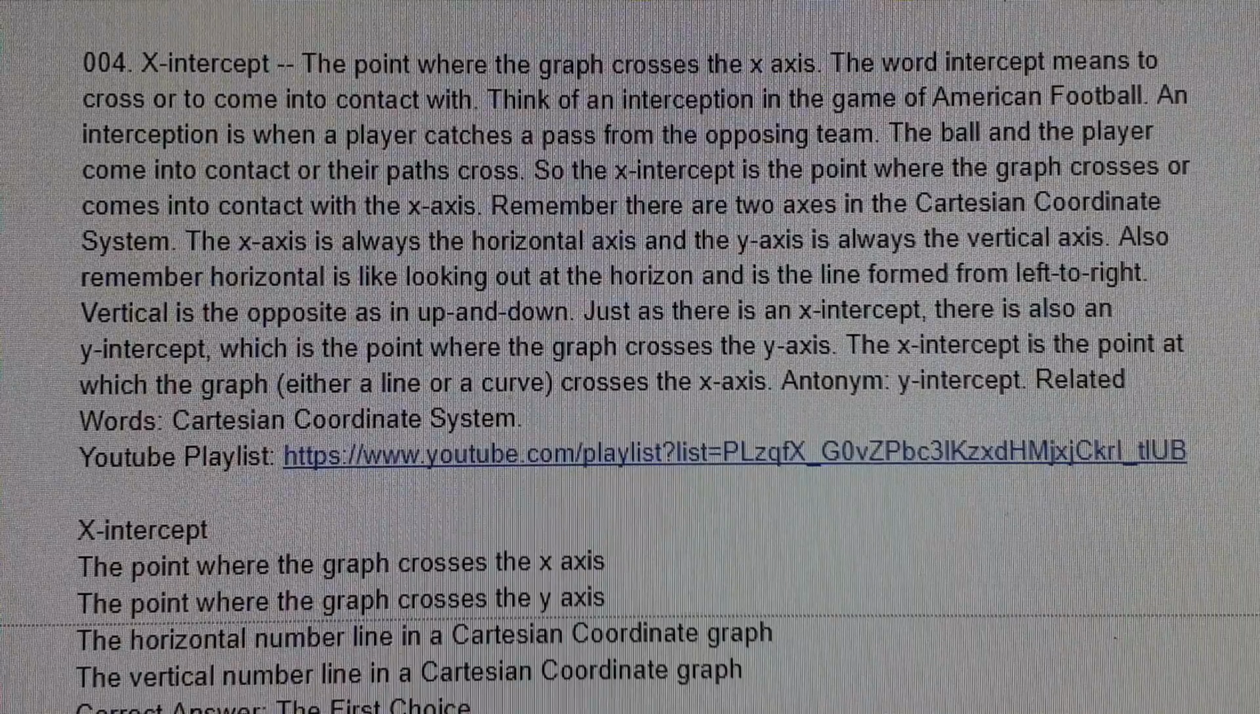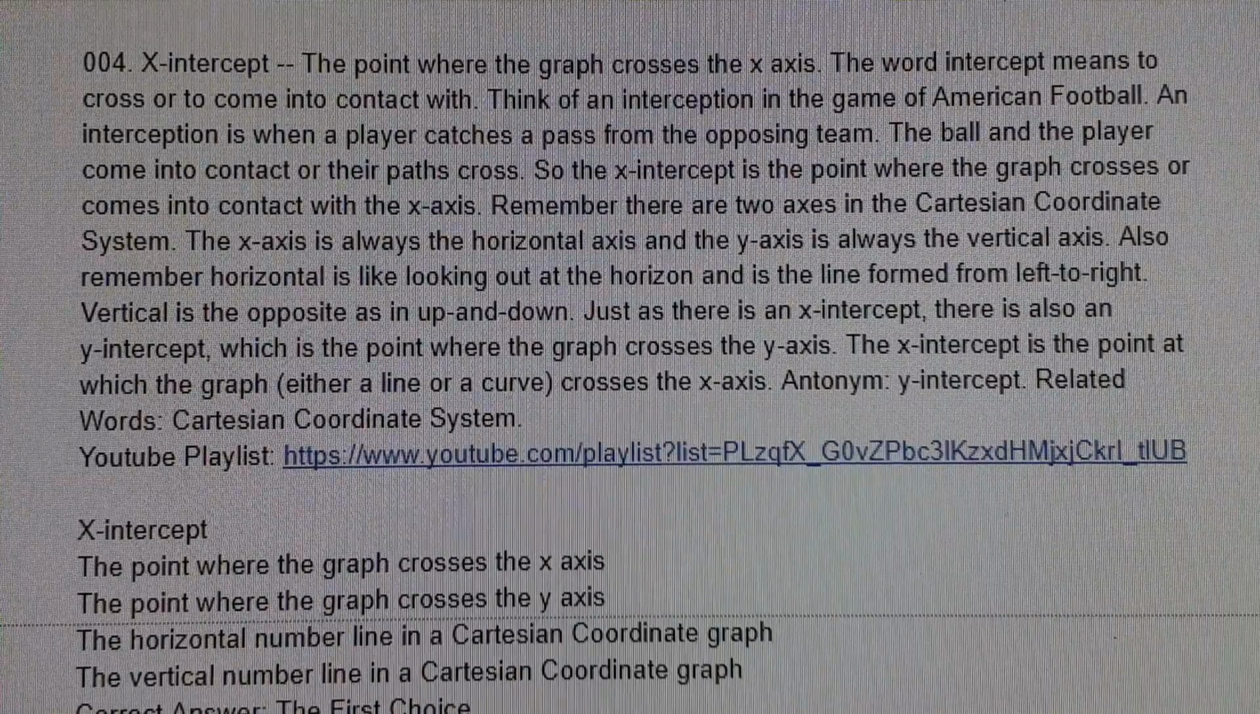Antonyms: y-intercept. Related words: Cartesian Coordinate System.